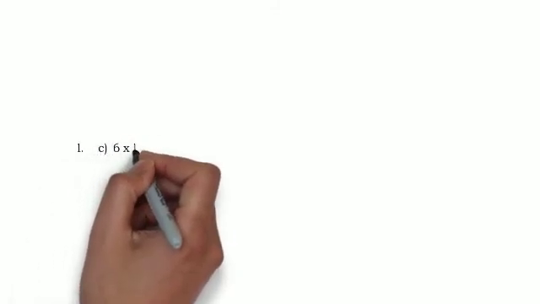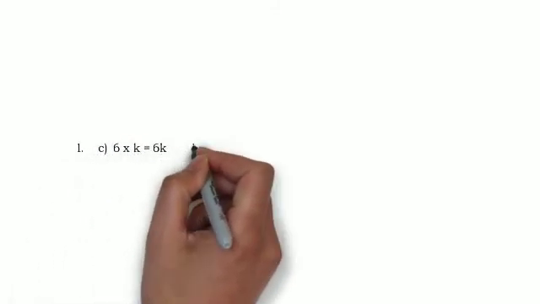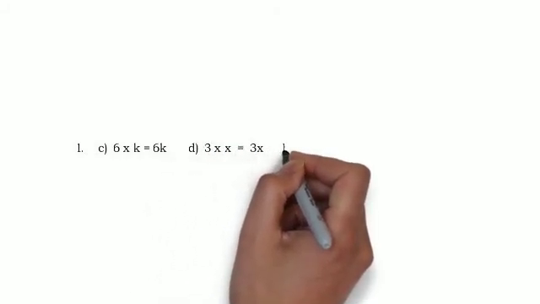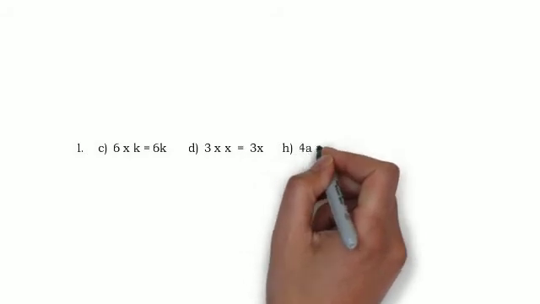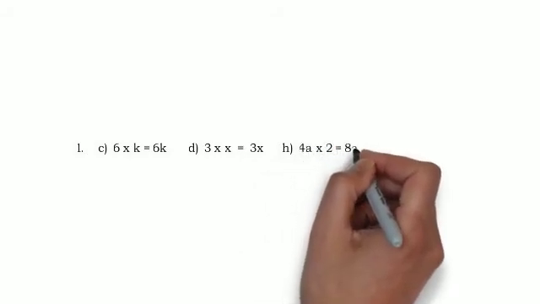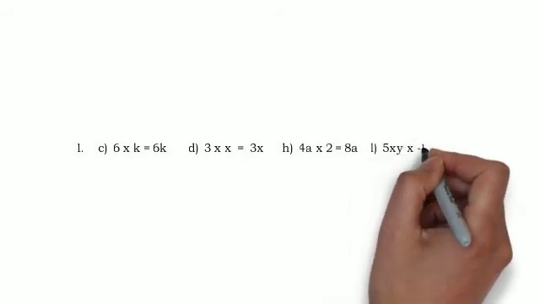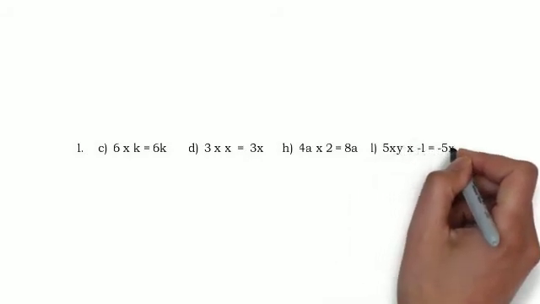In question 1, part C, the term is k. Then in part D, we're looking for x, 3 times x, and in part H, we're looking for 2. And then in part L, we are looking for negative 1 to give us negative 5xy.